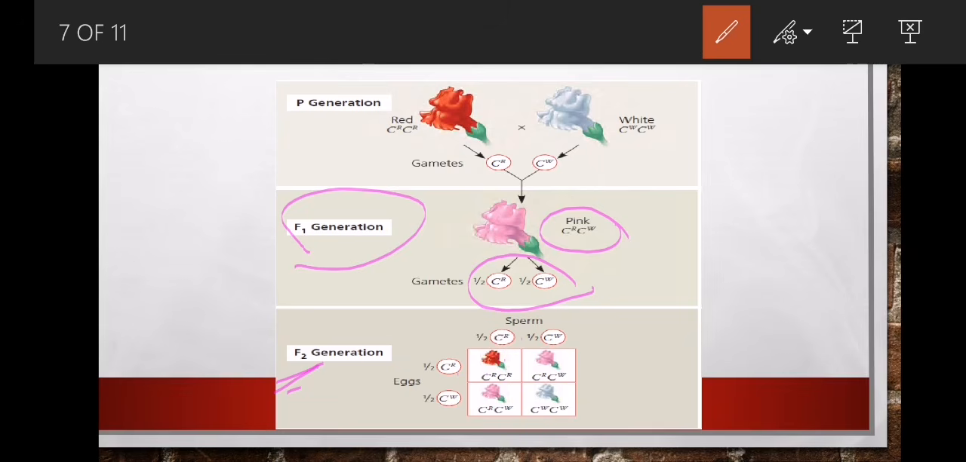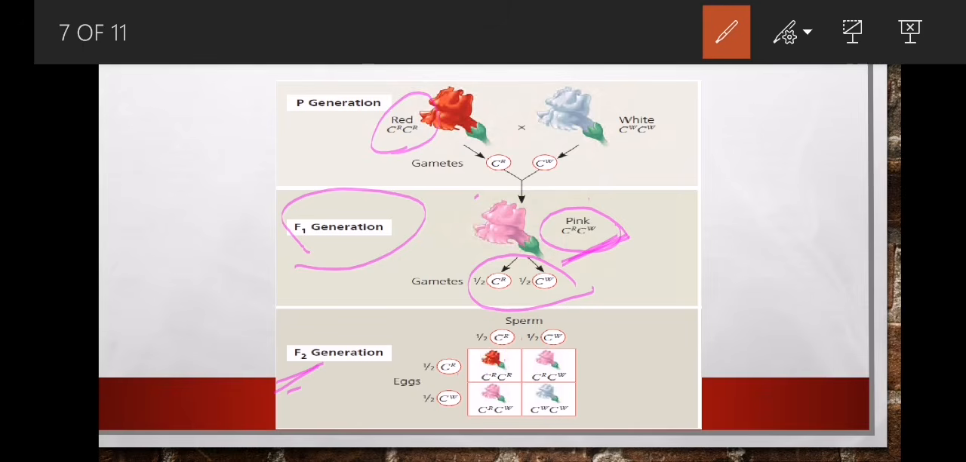This CR, it represents what? Red. So what is the color of this flower? It's red. Now we have one red. They've crossed CR and CW. We got CW. CW represents what? Pink. As we see that it's pink here.